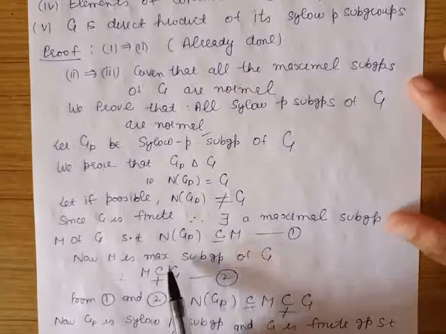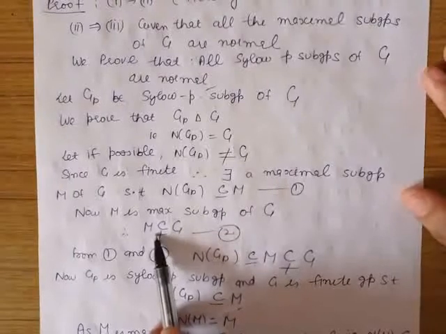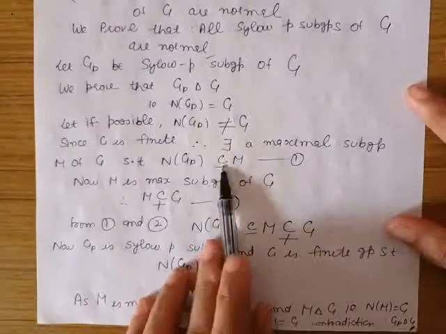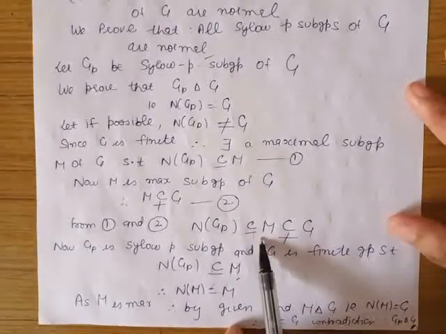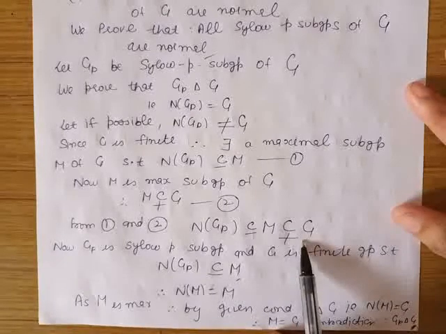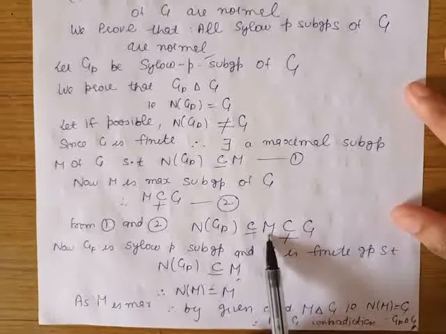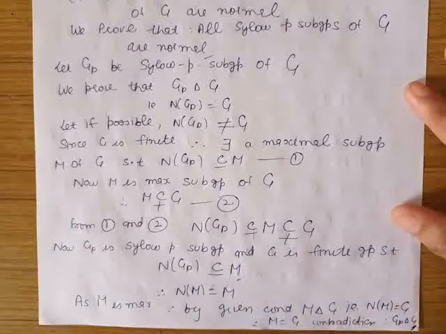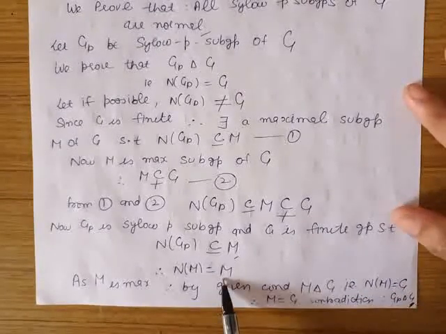Now because M is a maximal subgroup of G, M is not equal to G. It means M is properly contained in G. Now let us combine these two. So we get the normalizer of GP is contained in M and M is properly contained in G. Now because the normalizer of GP is contained in M and GP is a Sylow P subgroup, G is a finite group, by the last result we can say that the normalizer of M will be the same as M.